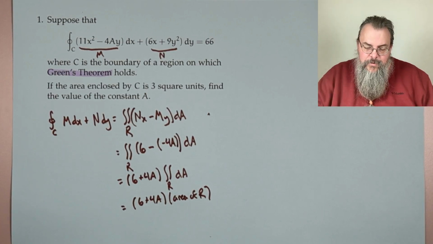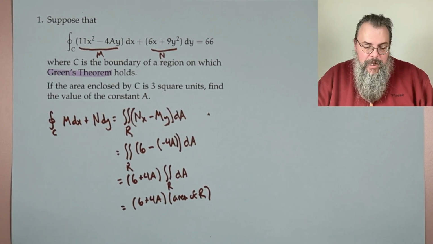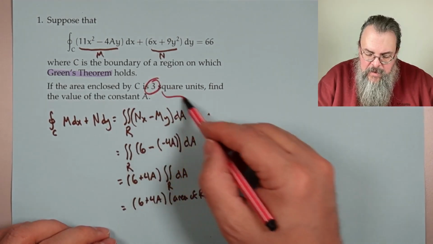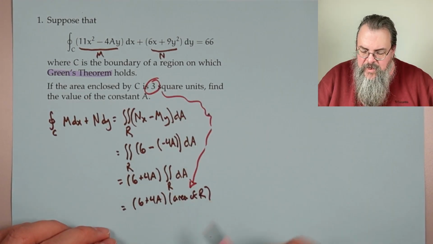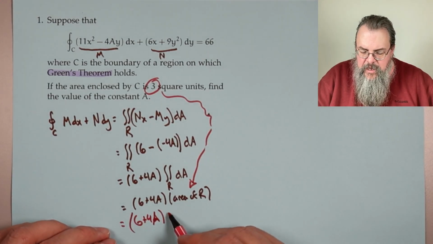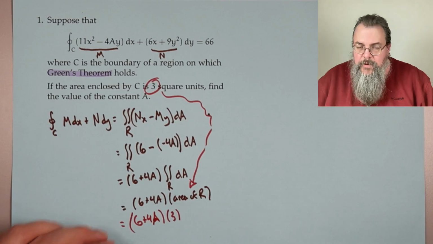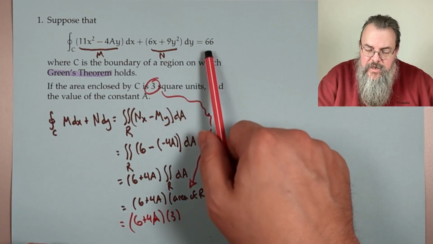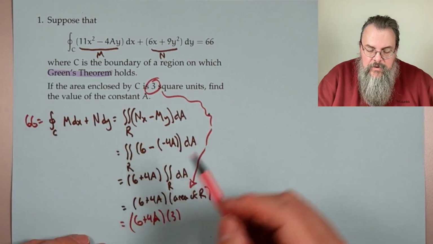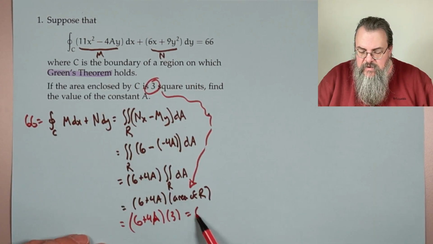Okay, so let's go ahead and mark that down. So this 3 comes into there. So we get this as 6 plus 4a, whoops, capital A, times 3. And finally, we're like, great. And remember, it equals 66. We didn't mark it down at the start. So this equals 66.